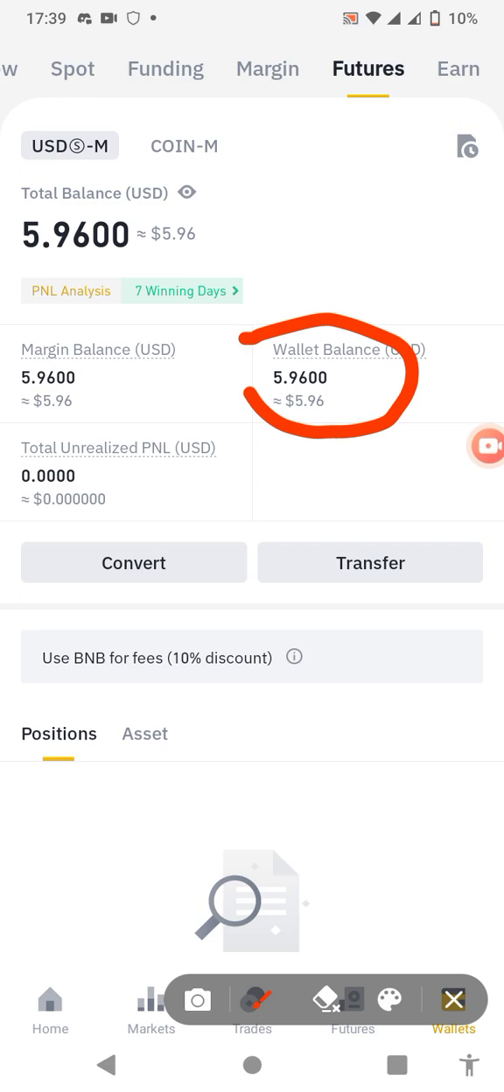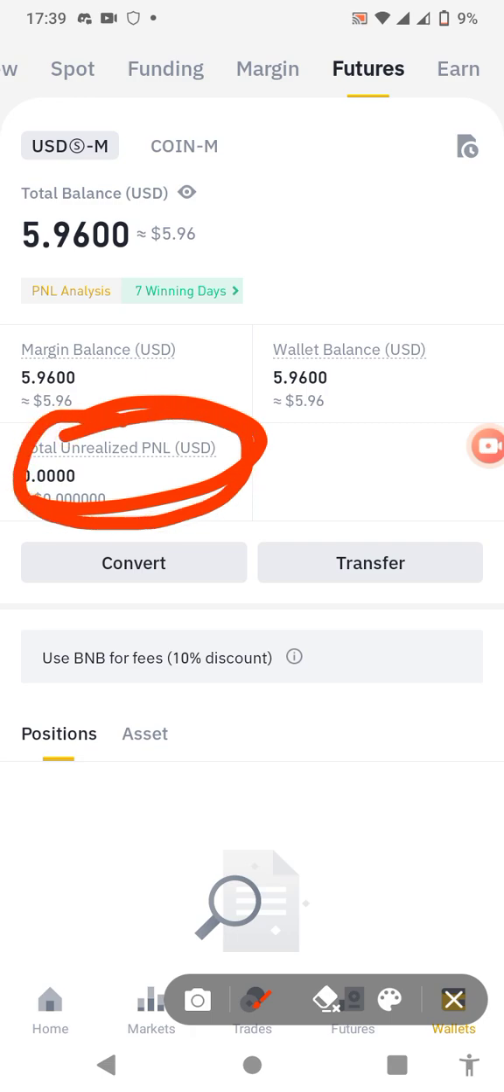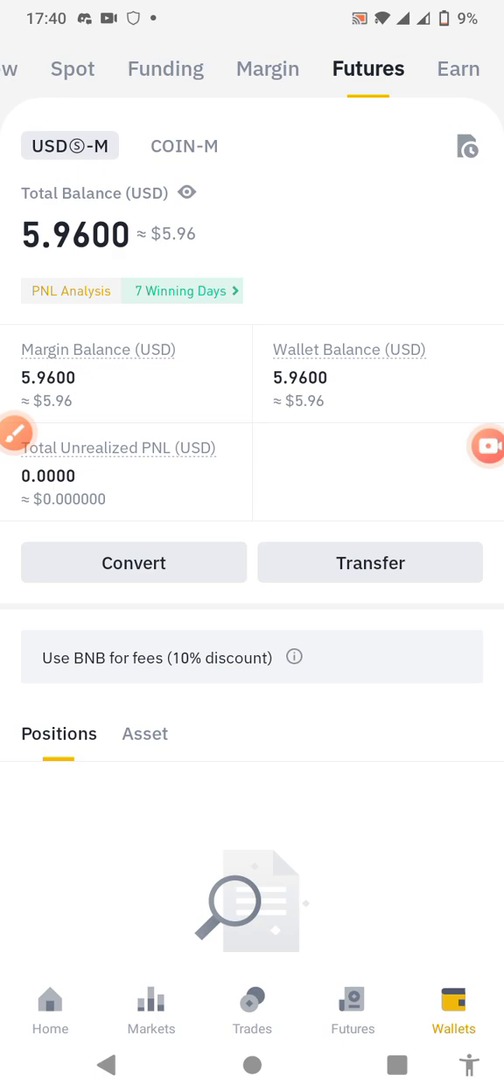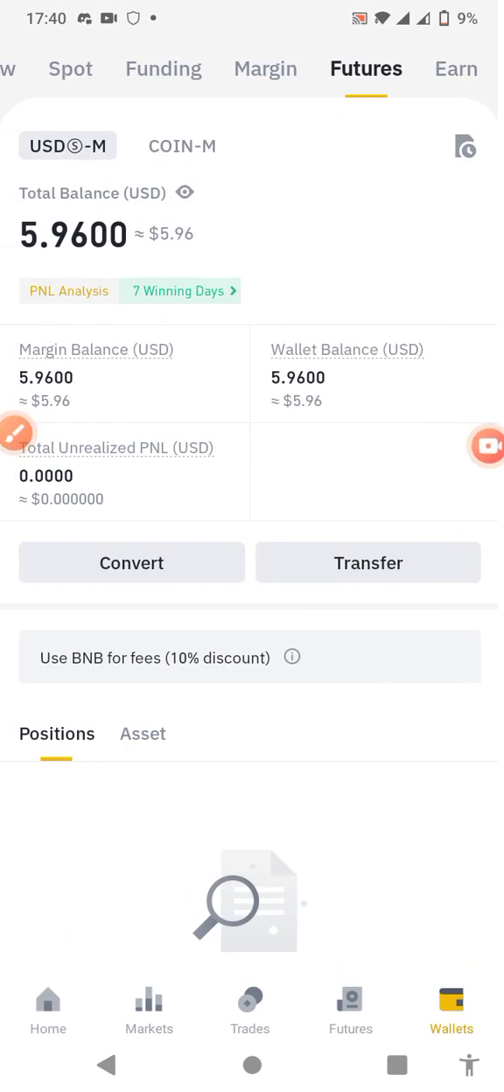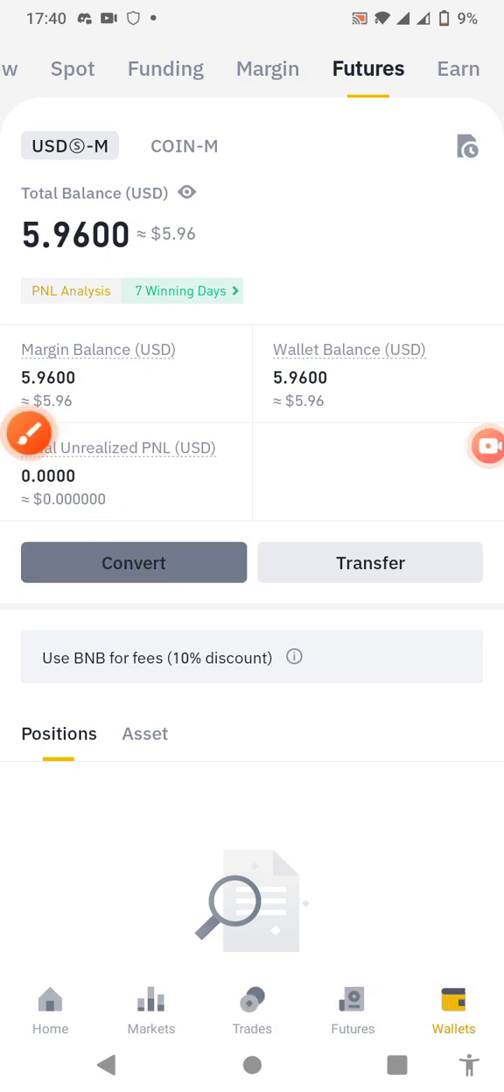You get the gist. This total unrealized PNL is when you take a trade, either you are in profit or in loss. So this total unrealized PNL changes according to how much you win or how much you lose. Until you close the trade, this will keep moving. For the fact that we don't have a trade at the moment, this unrealized PNL will be 0. So if you want to transfer it back to your spot wallet, this is where you click on transfer. Then you do the needful, right? If you want to convert from USD to BUSD, you click on convert here. So converting is actually easy.